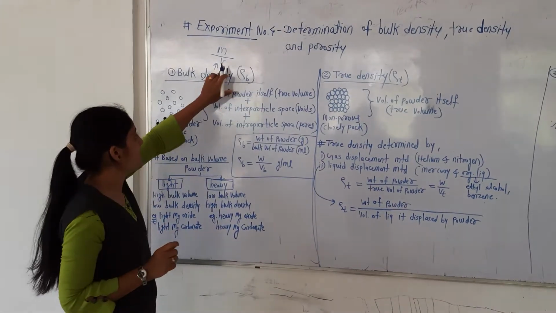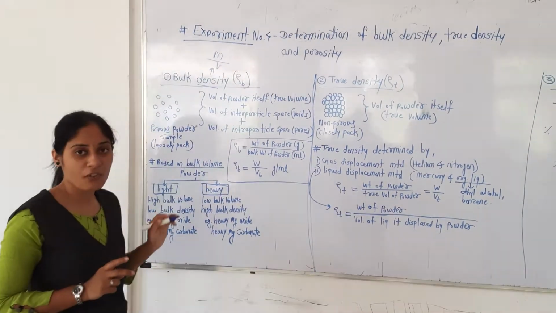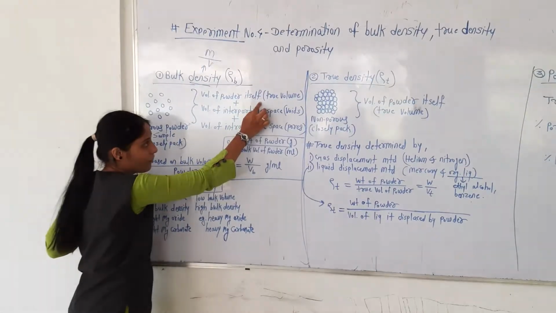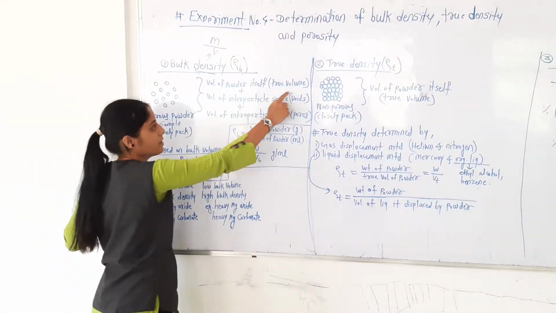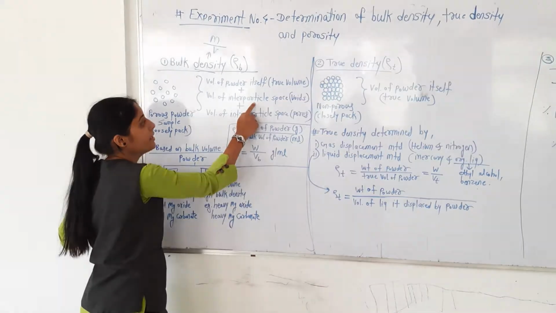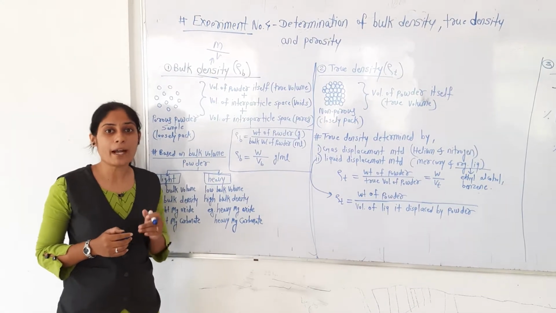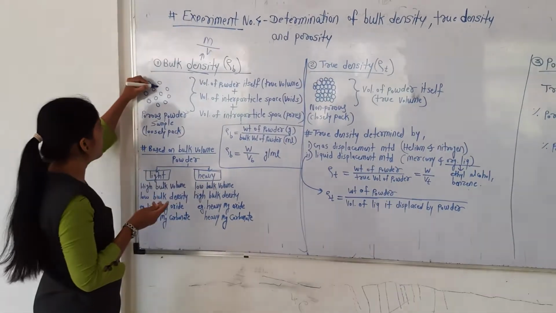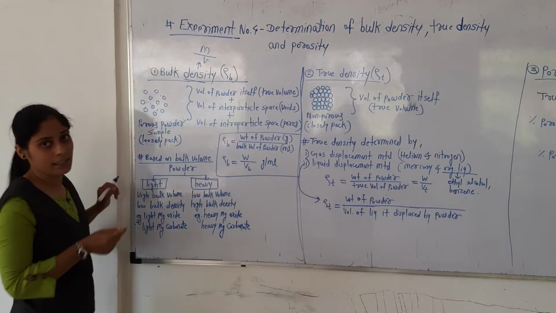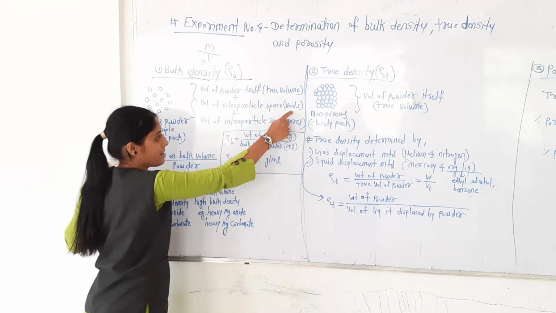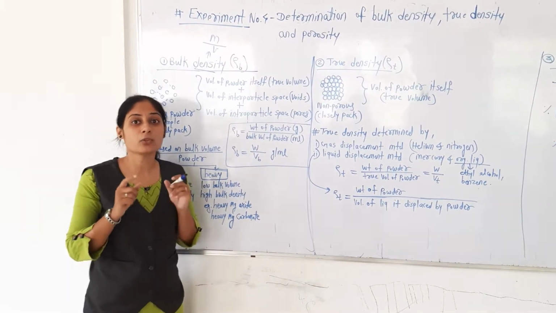So for the consideration of volume, we can consider three types of volume in this powder sample. First, volume of powder itself, that is called the true volume, meaning the powder particle volume. Okay, so this is the true volume. Second, volume of interparticle space. Volume of interparticle space means the space present in between two particles. See here, in between the two particles a lot of space is present. This space we can call voids. So, volume of interparticle space. Interparticle means in between the two particles.